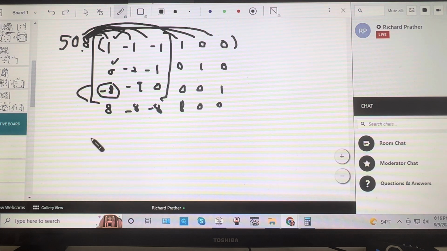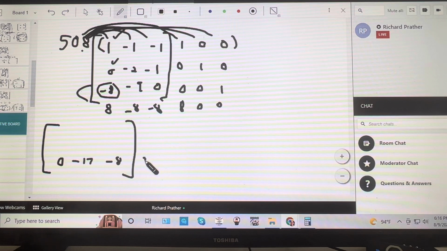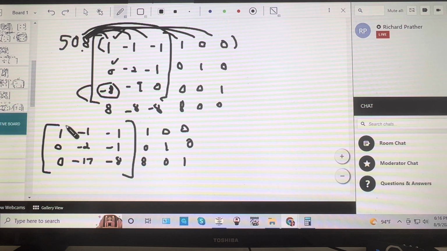Add these two together, and that's going to make the third row become 0, negative 17, negative 8, keep going, 8, 0, and 1. And remember, you only change one row at a time, so we still have 1, negative 1, negative 1, 1, 0, 0, 0, negative 2, negative 1, 0, 1, 0. So we've got 3 slots down, 6 to go.